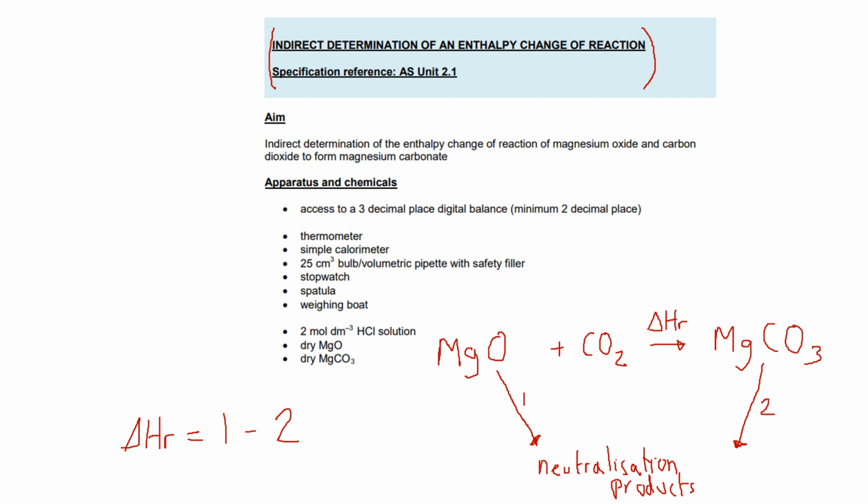To do this practically in the lab, at some point I'll put together a video actually showing some of these practicals in the lab itself. This video is just going to be focused on the calculations for now, but I might put together another video soon looking at the practical ways that this is done. You need a digital balance, thermometer, a calorimeter, which is just your two polystyrene cups inside each other, pipette with filler, stopwatch, spatula, weighing boat, and then access to hydrochloric acid, magnesium oxide, and magnesium carbonate.